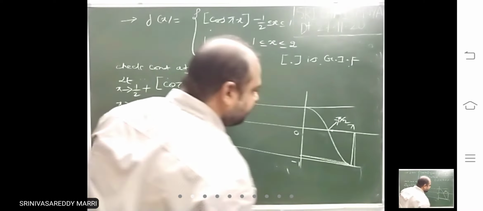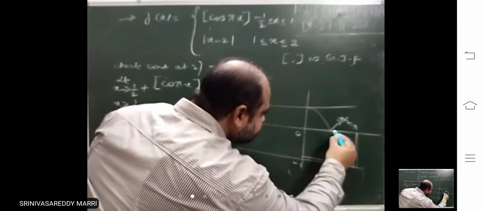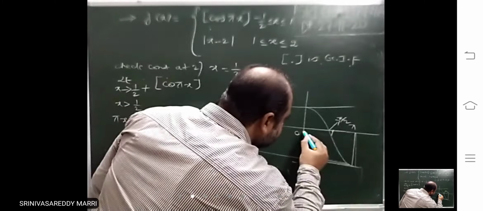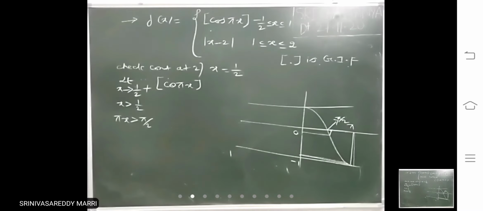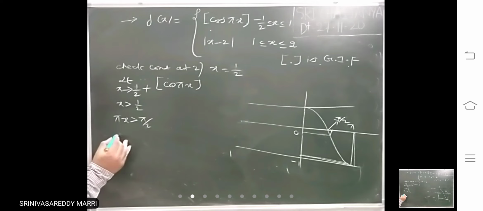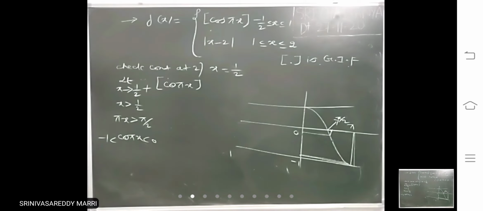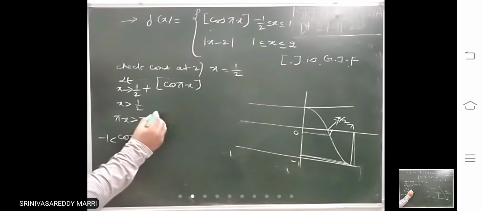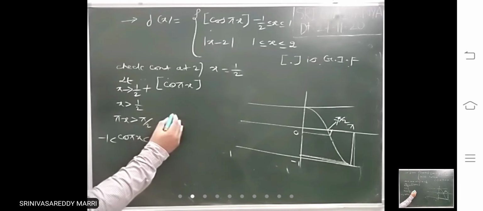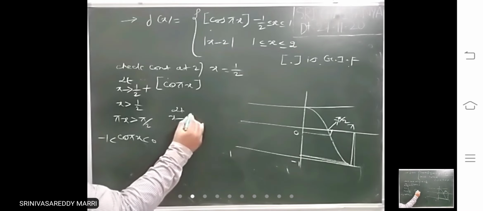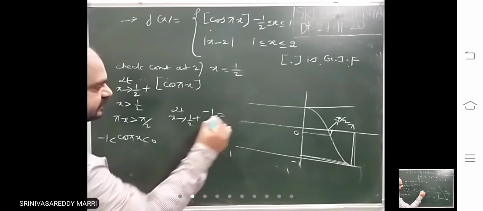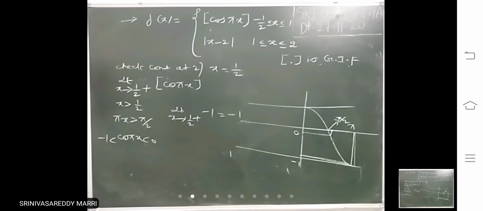This is pi by 2. Just greater than pi by 2 means where its value will be? Very close to 0 and less than 0. That means this cos pi x value will lie between minus 1 and 0. That means very close, you will get minus 0.00001. That means step x will be what? Step x will be limit x tends to 1 by 2 plus, this is minus 1. That means the answer is what? Minus 1.